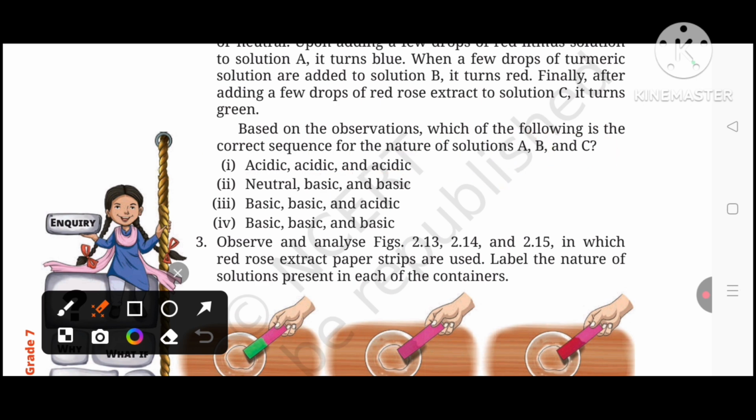Acidic, acidic, and acidic. This is not correct. Neutral, basic, and basic. This is also not correct. Basic and acidic. This is also not correct. The fourth option is correct: basic and basic. You are eligible to solve this question if and only if you have already watched my first and second videos.